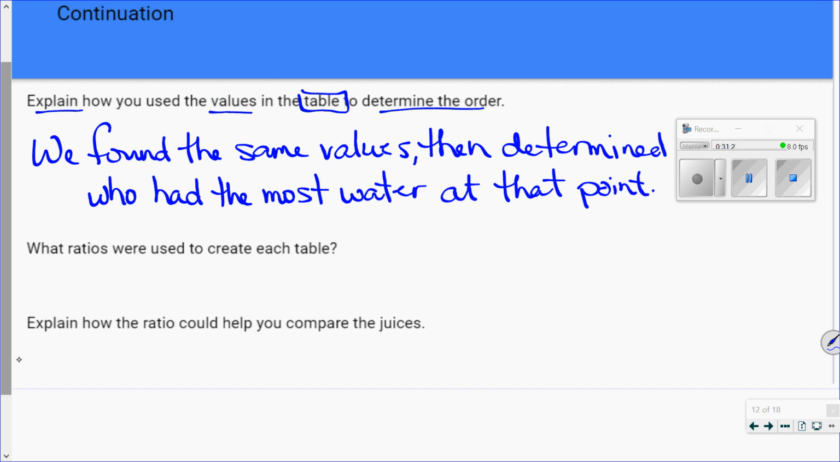So what ratios were used to create each table? We actually gave that to you. That was 3-to-1 for Laredo, right? 5-to-1 for Franca. And 4-to-1 for Milton.